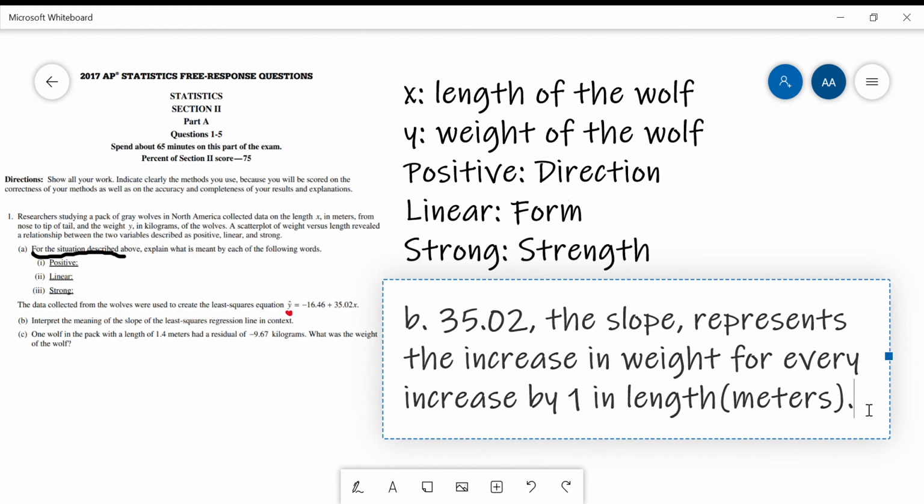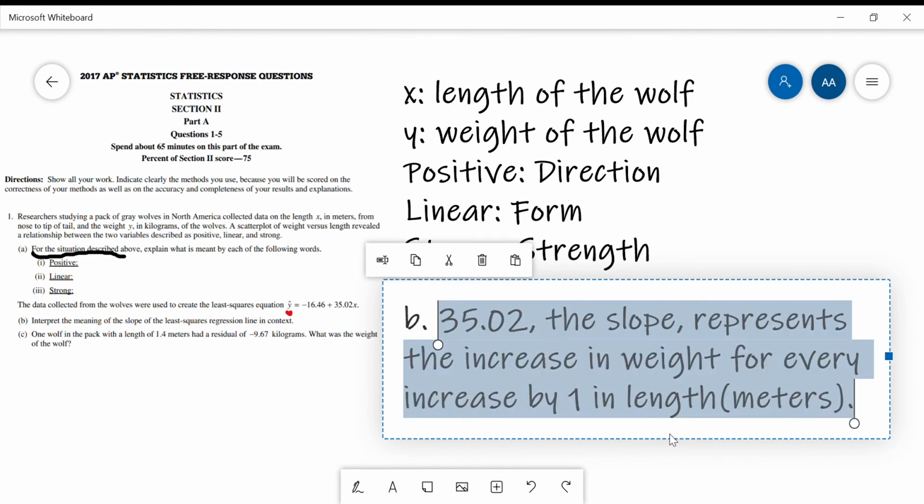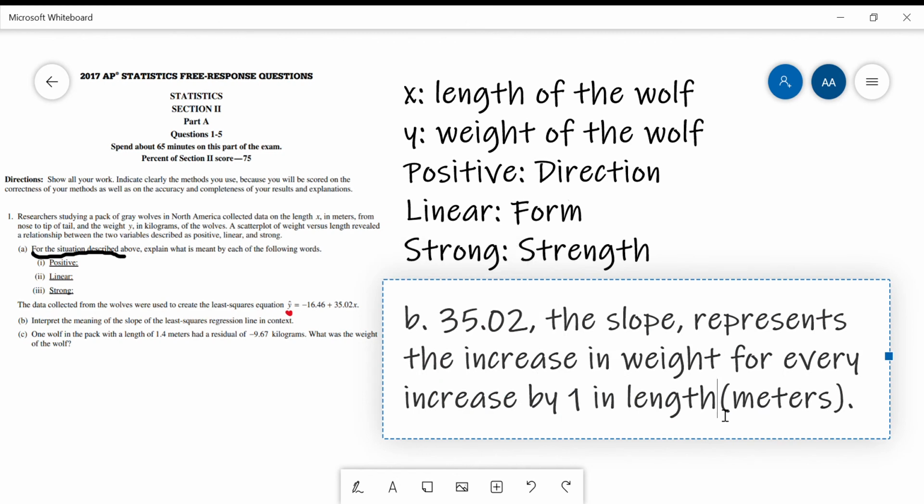So that would be an acceptable answer. Maybe you'd want to include the words wolf, length of the wolf, weight of the wolf, kilograms potentially. Maybe I'll do that right here.